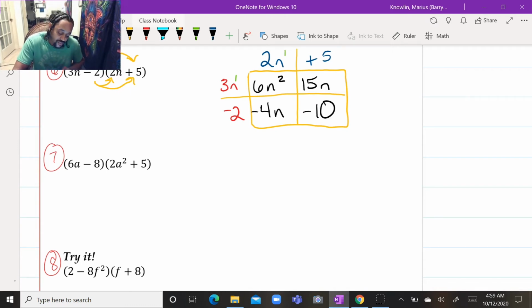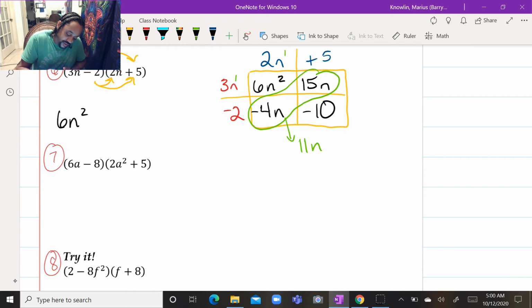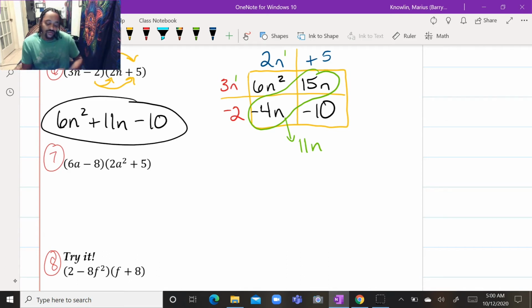Now, when we're using this strategy here, we're going to add the diagonals because those are like terms. So that's a positive and a negative, so that means we subtract. We keep the sign of the larger one, that's going to be positive 11n. So now when we write our final answer, we're going to have 6n squared, positive 11n, and negative 10, and that would be our final answer.